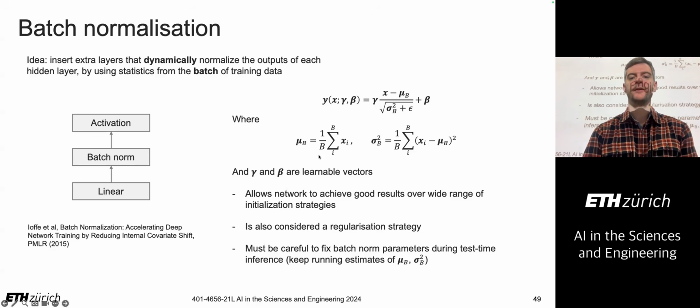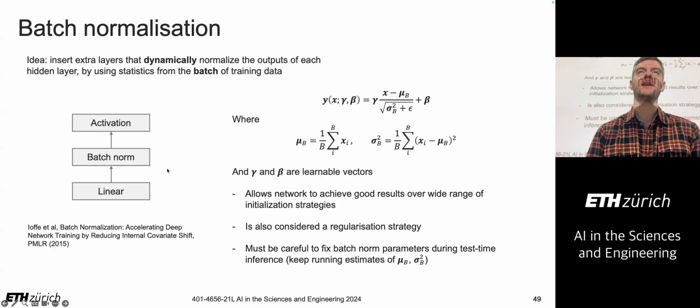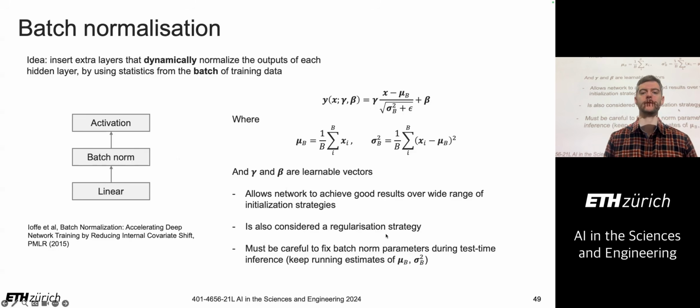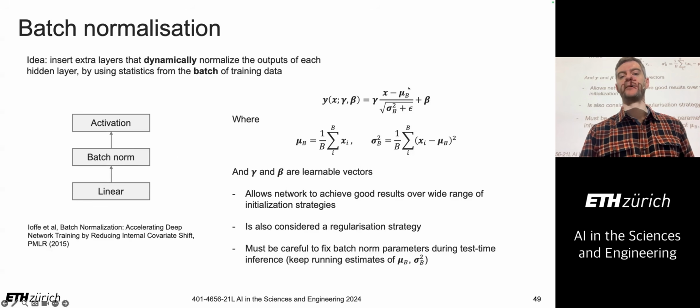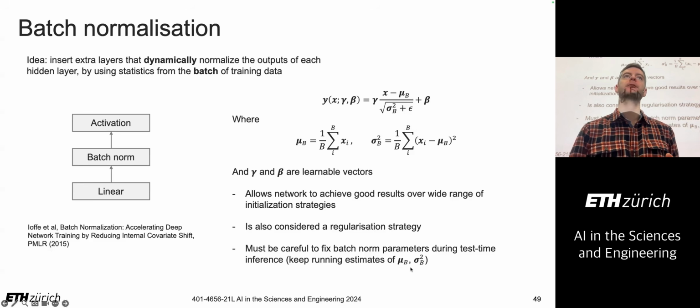So this actually changes the architecture of the network itself. It's not just an initialization strategy, and batch norm is also often thought about as a regularization strategy, which is really interesting to understand in more detail. The only other thing is, once we train the network and we come to test it, best practice is to fix these values. We don't want to keep varying them depending on the inputs that we give the network. And so we usually keep running estimates of these means and standard deviations for the test time inference of the network.